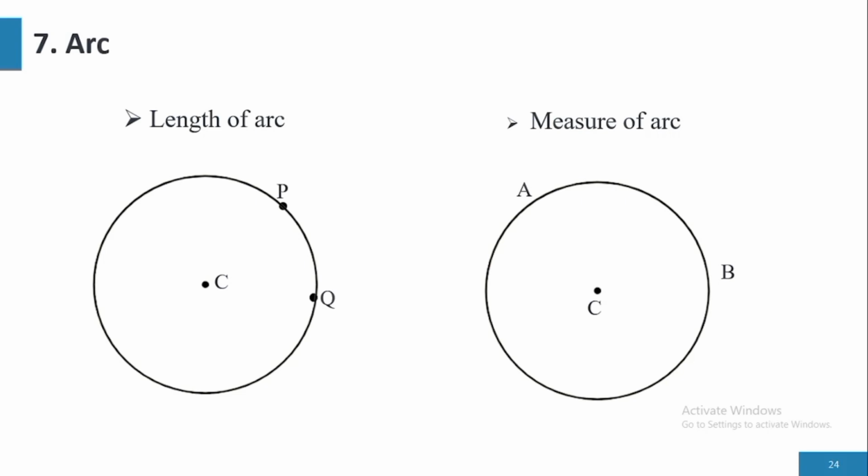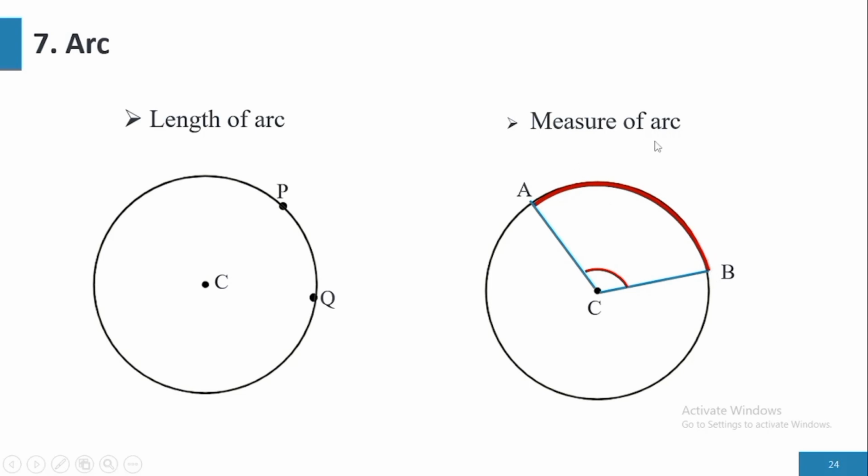Now in case of arc, there are two important concepts. One is length of arc and the other is measure of arc. To know the length of arc, we will first understand the meaning of measure of arc. As you can see here, if you have to find the measure of this arc AB, for that you need to subtend an angle with the center of the circle, and then the measure of this angle will be nothing but the measure of this arc.